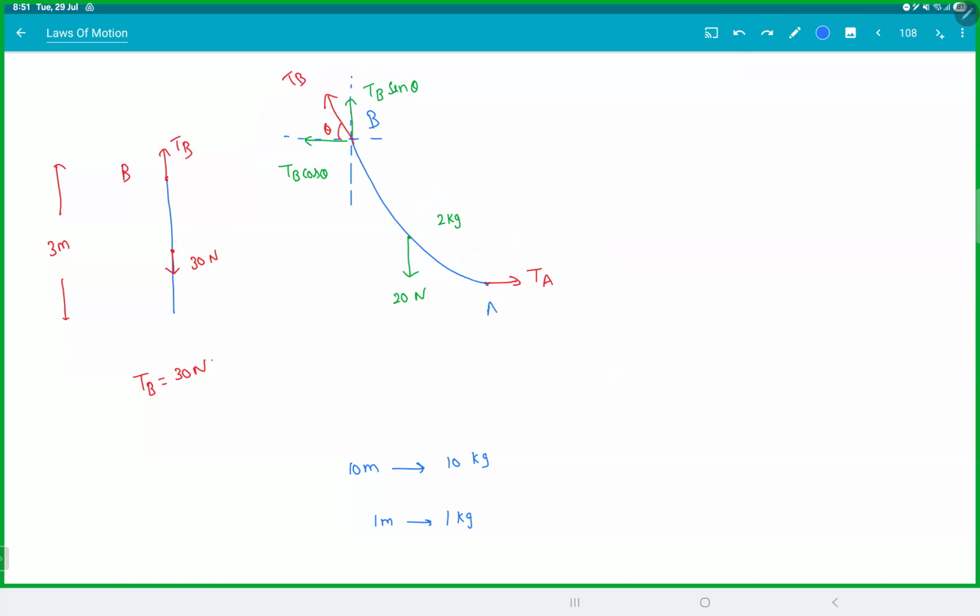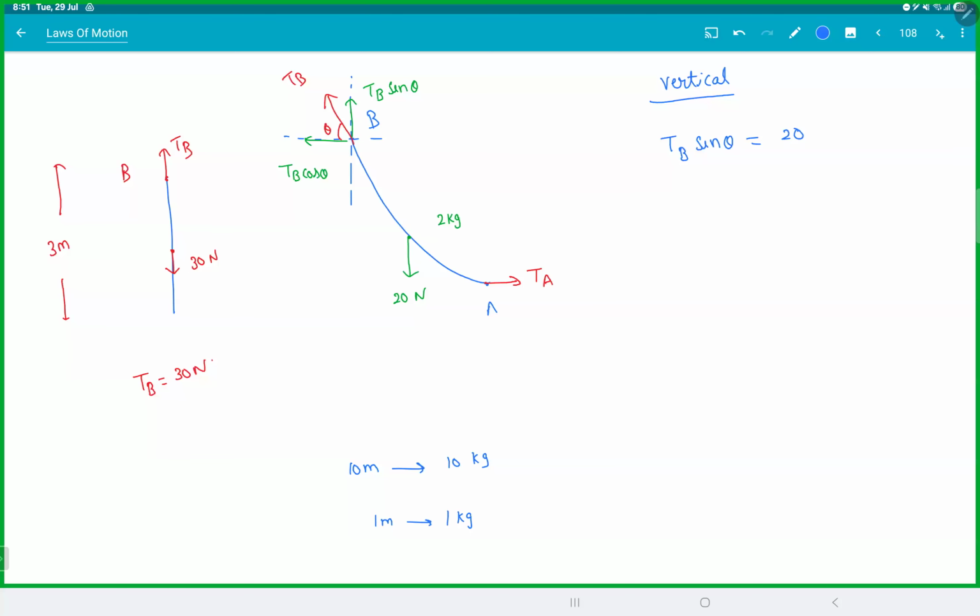The most common mistake is that you don't take that angle. That is a problem. That chain is not straight. Now balance the forces. Vertical direction. Anyone not clear with the FBD, please ask. Like I keep saying, if you know how to draw the FBD properly, 50% of the problem gets over. FBD is the key. So TB sin theta in the vertical direction is equal to 20 newtons. There is no other force.